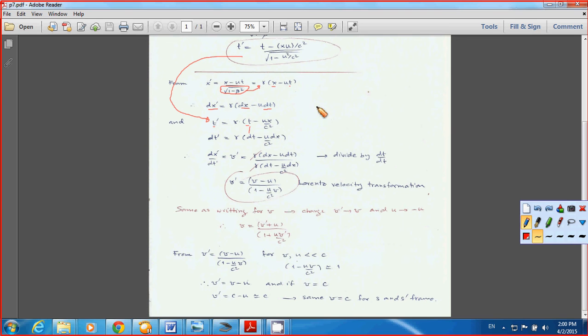You want to find the velocity, or Lorentz velocity transformation. What you can do is simply divide dx prime by dt prime. You pick up these two equations here, and you get v prime. Our gamma cancels out, and then you have dx minus u dt divided by dt minus u dx over c squared. Then you divide both numerator and denominator by dt. So dx by dt becomes v, dt by dt becomes 1, and dx by dt becomes v. You can find the relation between v prime, the velocity in the s prime frame, and the velocity in the s frame. That's what we call the Lorentz velocity transformation.